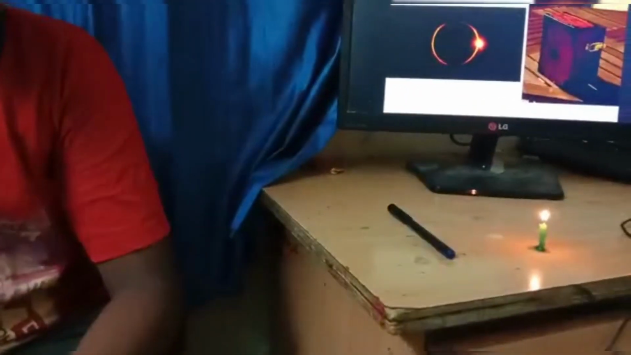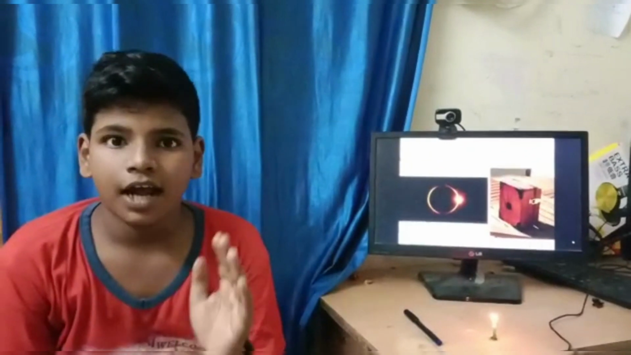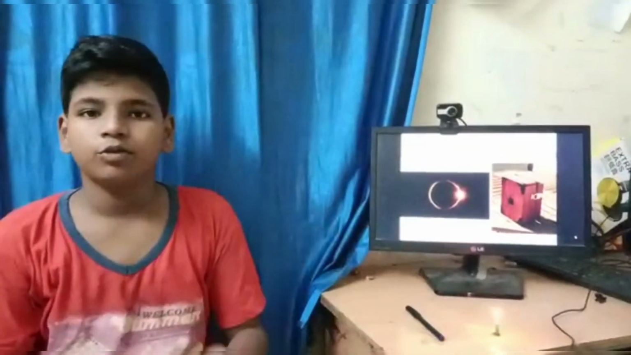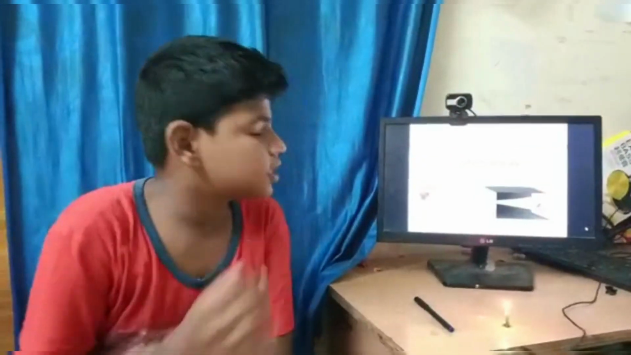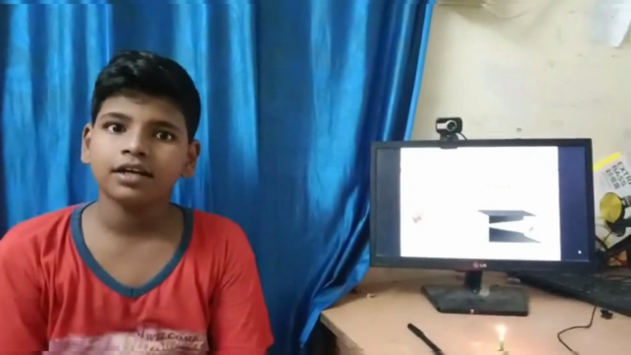As I see that candle light through this pinhole camera, I noticed that the candle light was inverted, of course, because of the camera obscura effect. We can see about this effect by using this example.